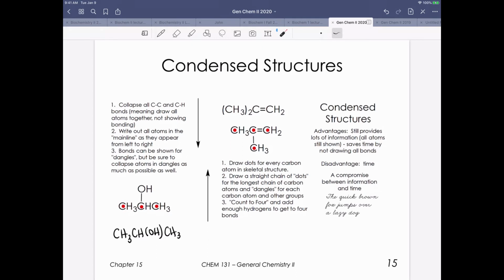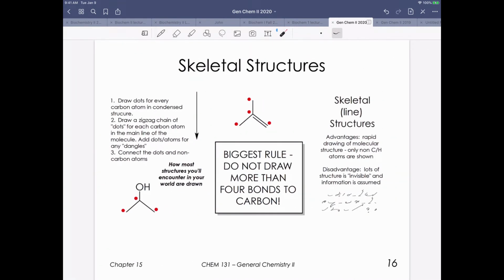So drawing a dot is going to remind us where carbon atoms are. And why that's important is when we draw skeletal structures, the starting or the intersection of any line represents a carbon atom. So you can see here, here's my red dots for my 3 carbon atoms. Okay, so again, we draw dots for every carbon atom, and then we're going to draw a zigzag chain of dots for each carbon in that main line, and then we're going to add dots or atoms for any dangles.